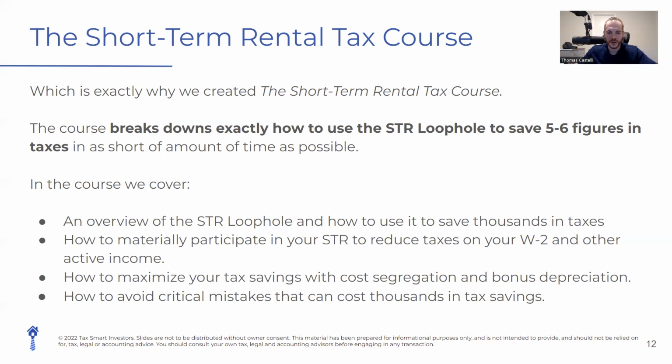So if you want to use the short-term rental loophole, you're going to want to take advantage of it as soon as you can, because bonus depreciation is starting to phase out in 2023. It's still going to be very powerful in 2023 and 2024 at 80 and 60%. That's really what gives this strategy its punch, the bonus depreciation. But after that, it starts to wane and doesn't become as powerful. So you really want to take advantage of this while you can.